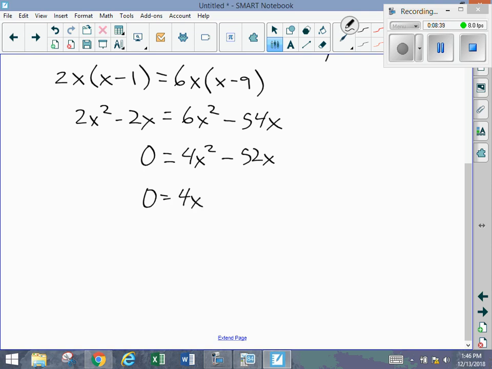So I can factor a 4x out of this. It's going to be x minus 13. 52x divided by 4x is negative 13.